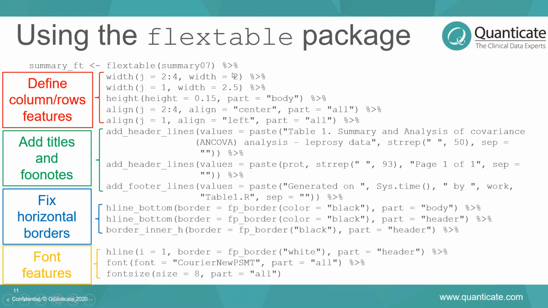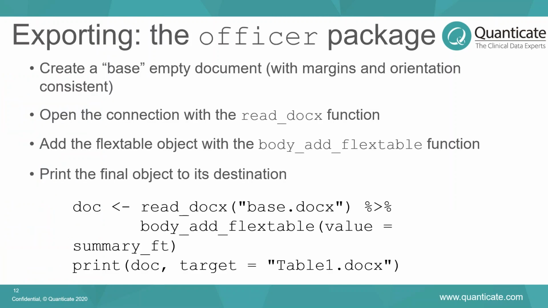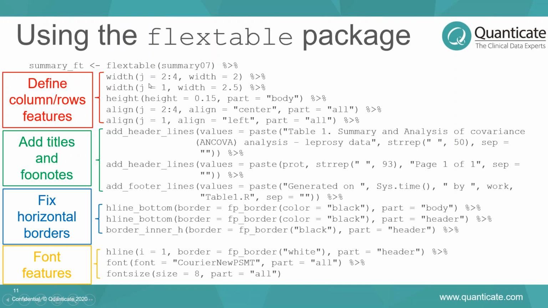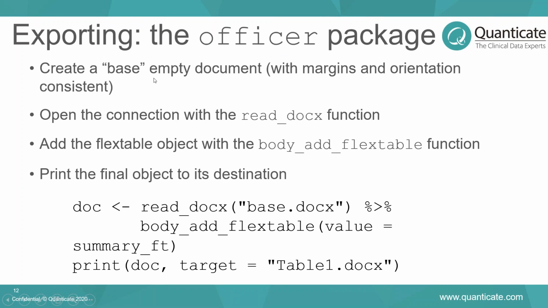So which means that you don't need to constantly have a left-hand side operator before the assignment and the function. You can only specify this once, which makes for a much neater and lighter code. And once we have done this and we have created the flex table object with all its features, we just export it with the official package.